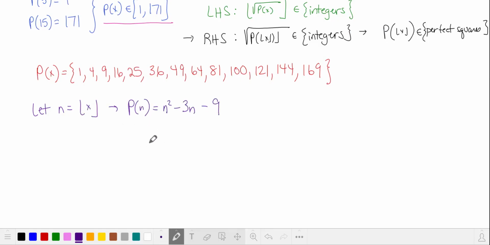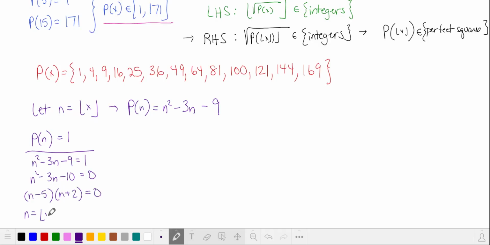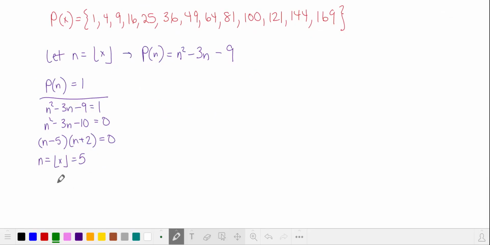So when we plug it into p, our solutions in n must be integers. We'll start by letting p of n be equal to our first perfect square, 1, and we'll substitute, collect all the terms, and factor to try to find an integer solution in n. Here n, which again is the floor of x, is 5, which is in our interval, which means x itself is greater than or equal to 5 and less than 6. Let's try our next perfect square.